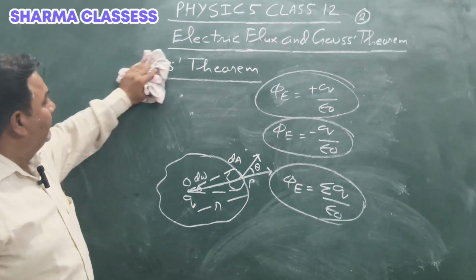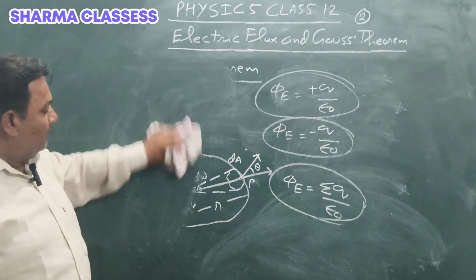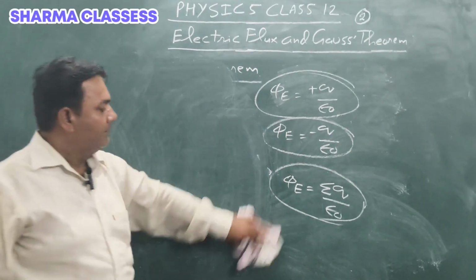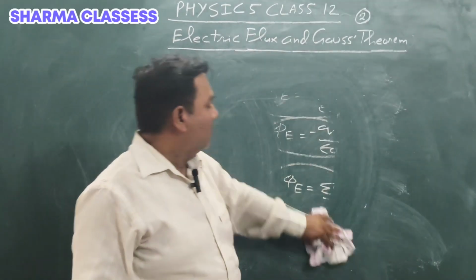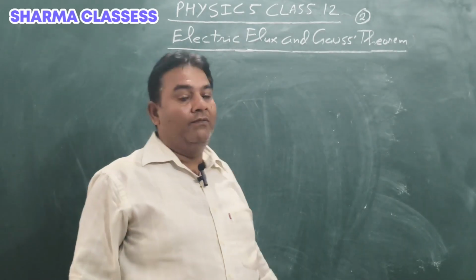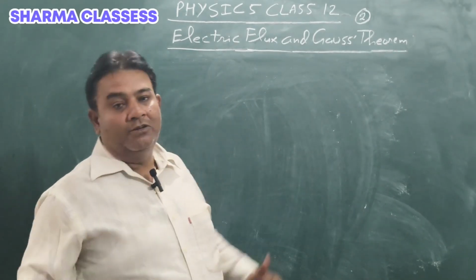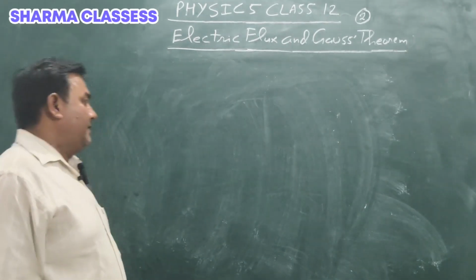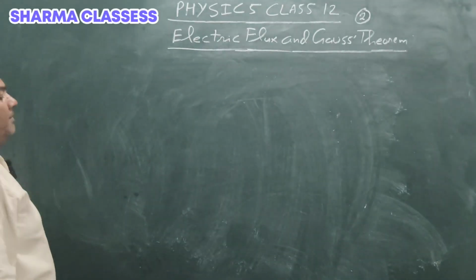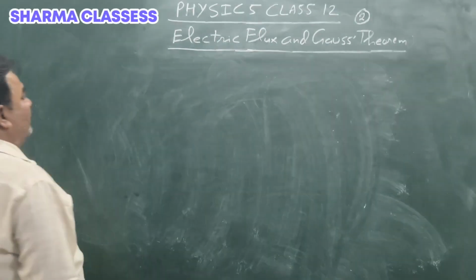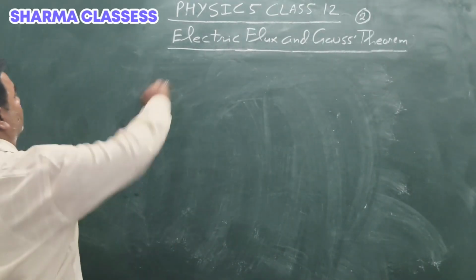Now we read the applications of Gauss theorem. The application of Gauss theorem is very important. With the help of Gauss theorem, we can find out the intensity of electric field at any point due to any charged object. The first application of Gauss theorem is the intensity at any point due to a point charge.